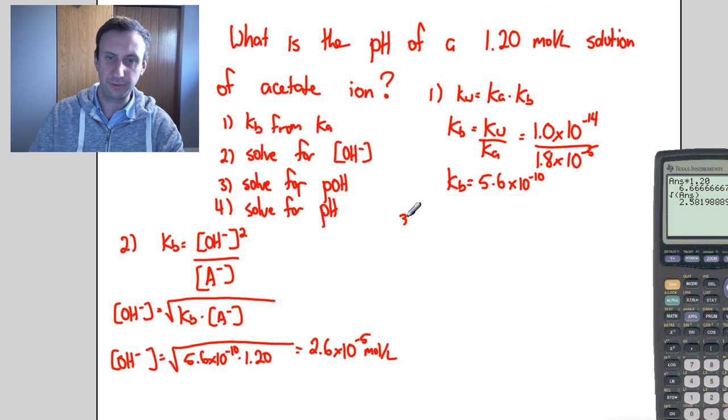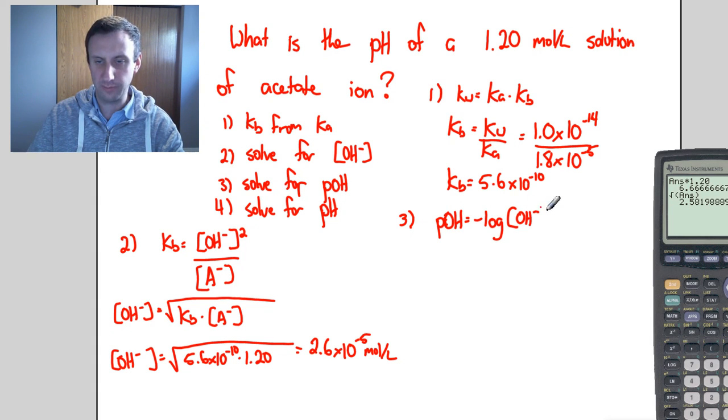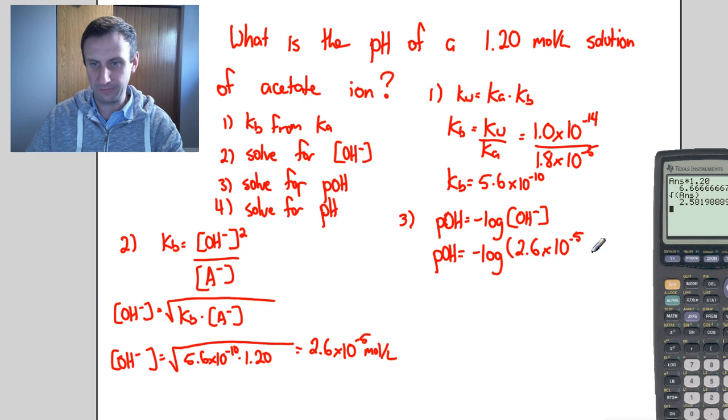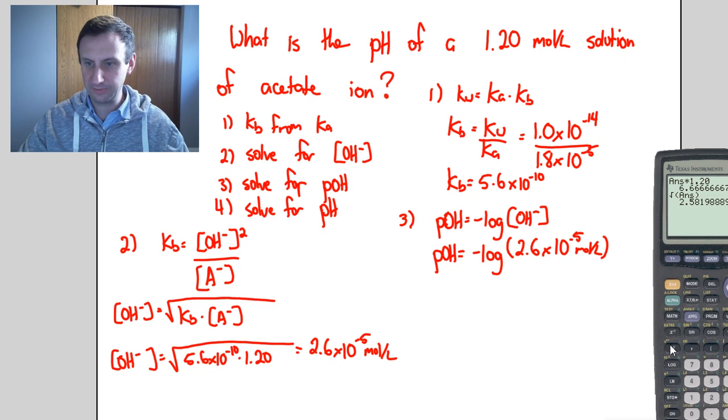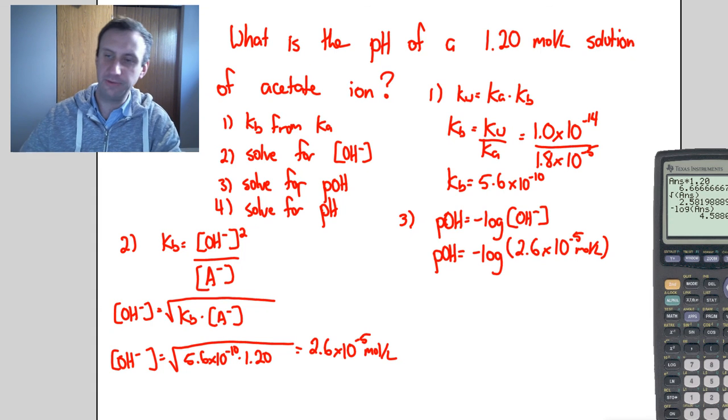So now that I've got that, for step 3, I'm going to solve for pOH. So pOH is equal to negative log of my hydroxide concentration. So I have pOH is equal to negative log of 2.6 times 10 to the negative 5 moles per liter. I'm going to go ahead and do negative log, second answer. And I end up with an answer of 4.59 for a pOH.